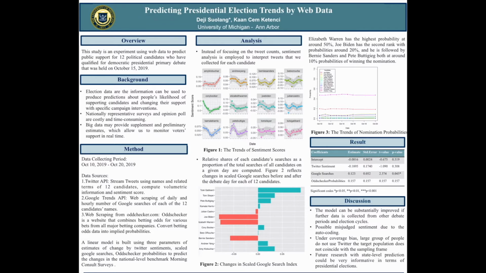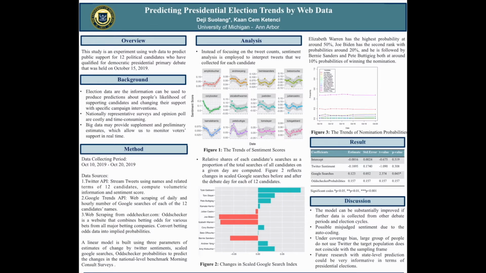After we have this data, a linear model is built using three parameters: the estimate of change in Twitter sentiments, scaled Google searches, and Odds Checker probability, to predict the changes in national level benchmark surveys from Morning Consult. Then we move to the analysis section.